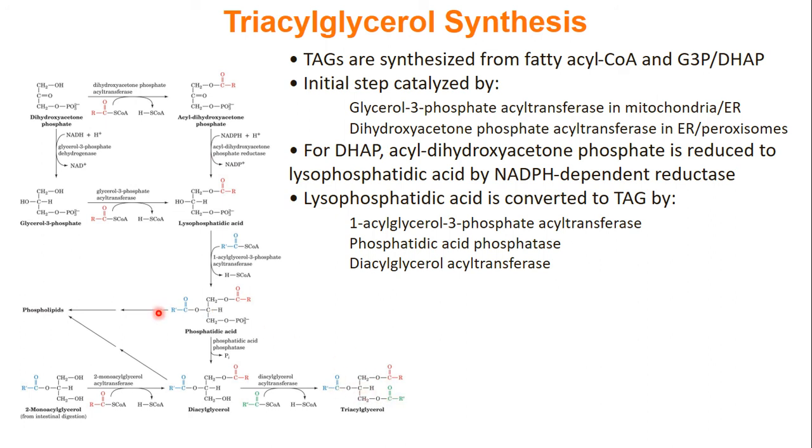Now you can see there's also some alternative pathways. So our phosphatidic acid can be made into our phospholipids for our membrane. Our diacylglycerol can also do that. And from eating fats, we can get to monoacylglycerol, which we can use to make diacylglycerol and then be in this pathway as well.